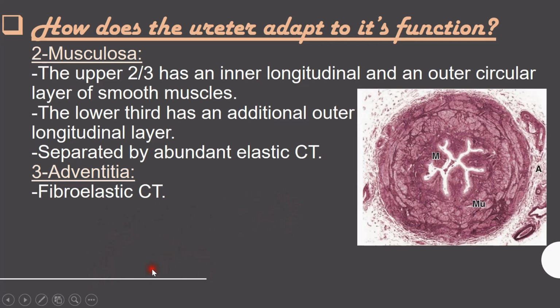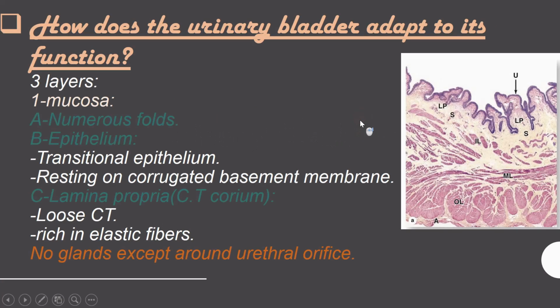The adventitia is formed of fibroelastic connective tissue containing blood vessels, nerves, and lymphatics. Let's move to urinary bladder. It's pretty similar to the histologic structure of ureter.